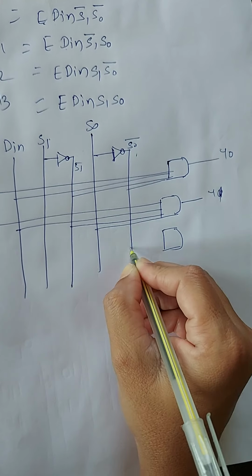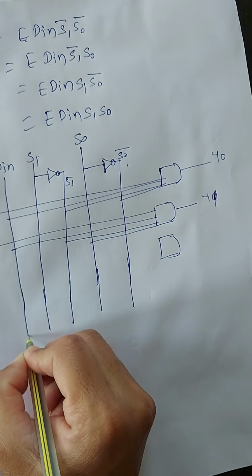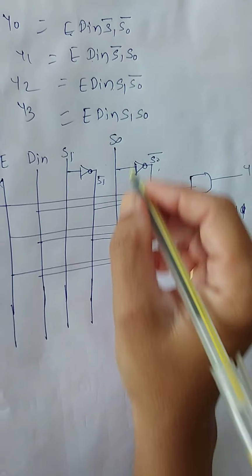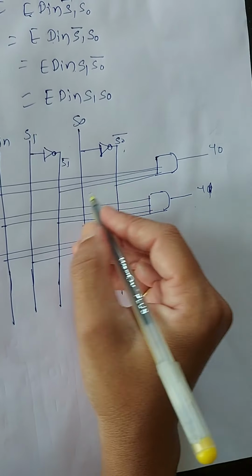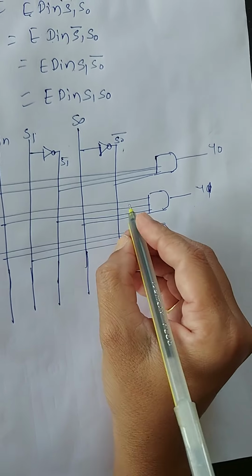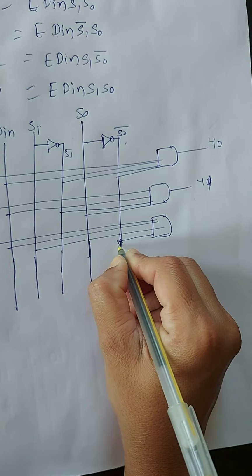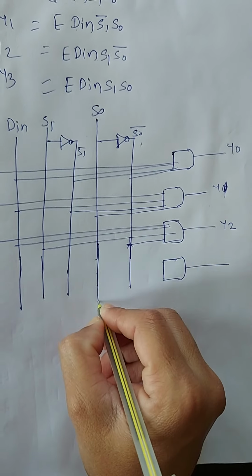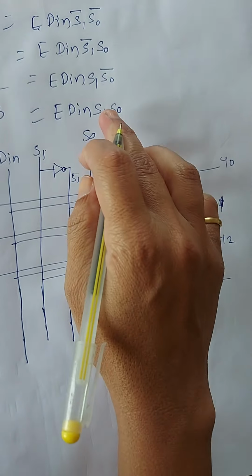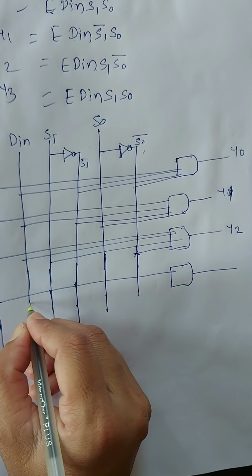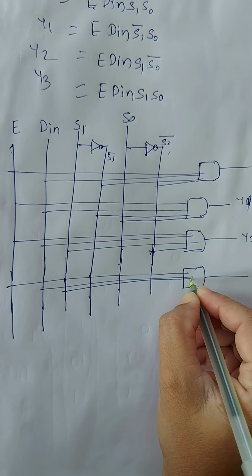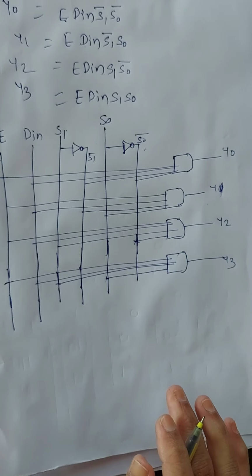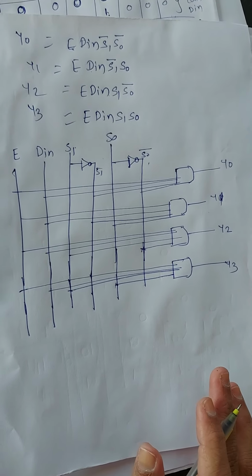Next, the Y2 equation: E, D in, S1, sorry, in this equation S1 and S0 bar. Here we connect S0. So this is Y2. Next Y3. The Y3 equation is E, D in, S1 and S0. Here we connect S0. So this is Y3. This is the diagram for the 1:4 demultiplexer.